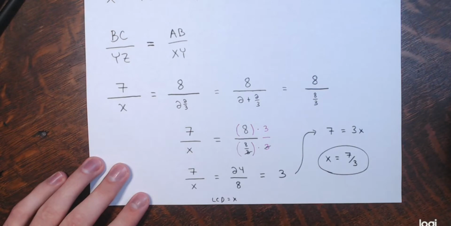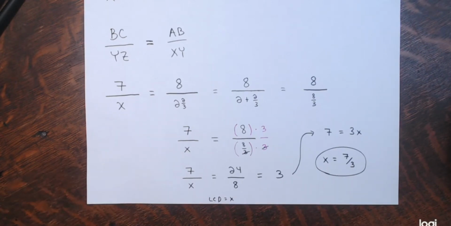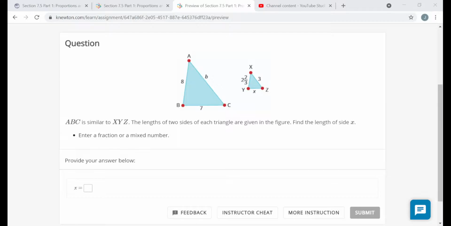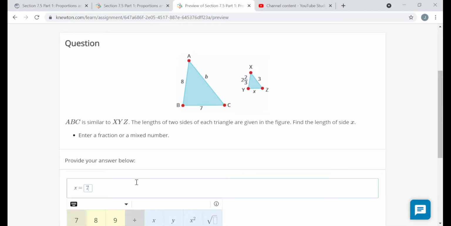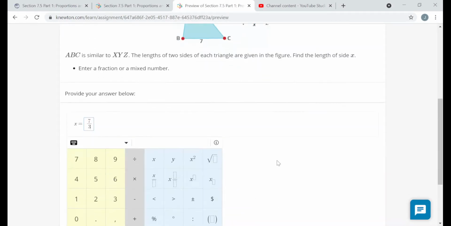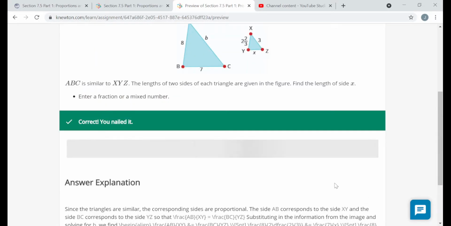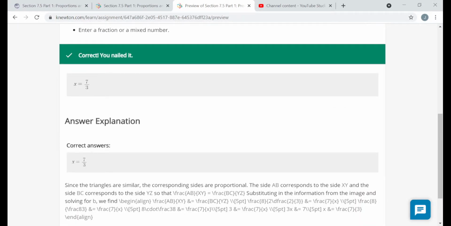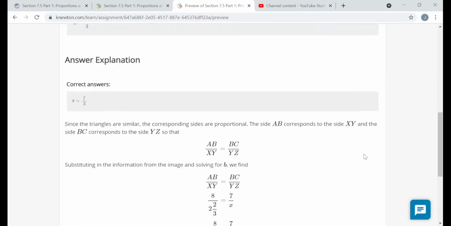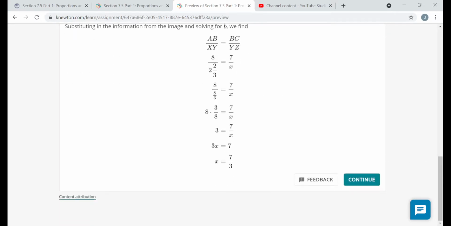There's the length that they're looking for. 7/3, or 2 and 1/3 if you want to enter it as a mixed number. But I'm going to enter it as a fraction. Right, x equals 7/3. And submit. And again, please read through the answer explanations when you are finished.